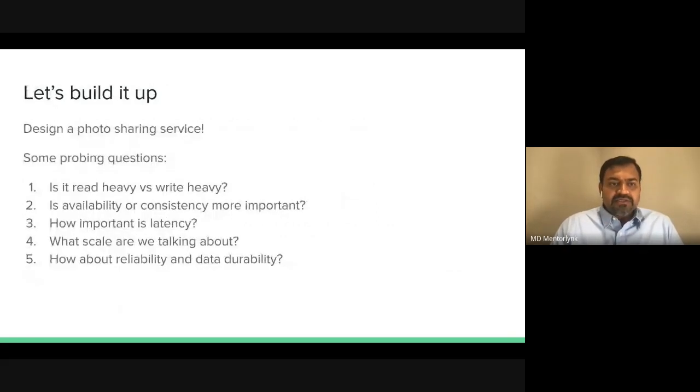Okay, so let's build a simple service, let's say a photo sharing website. You want to build that up, so let's build that up quickly. Some probing questions before we deep dive into the system design and details. We'll build it up gradually, and that will help you understand why we are doing things and what problem we are solving.